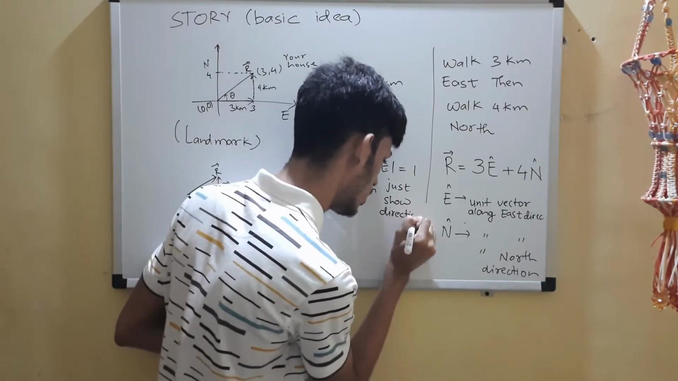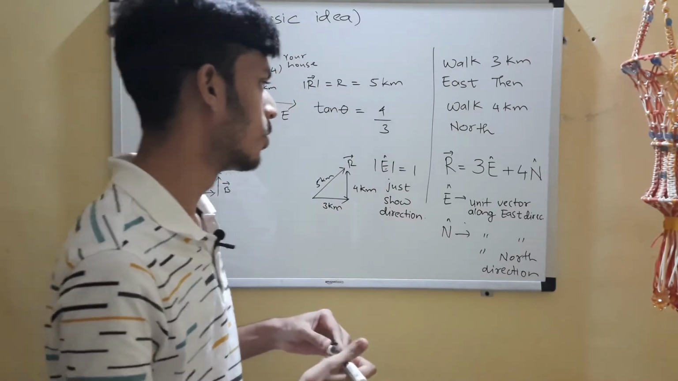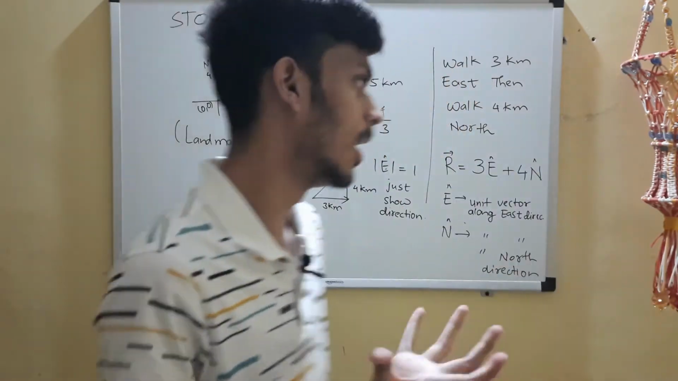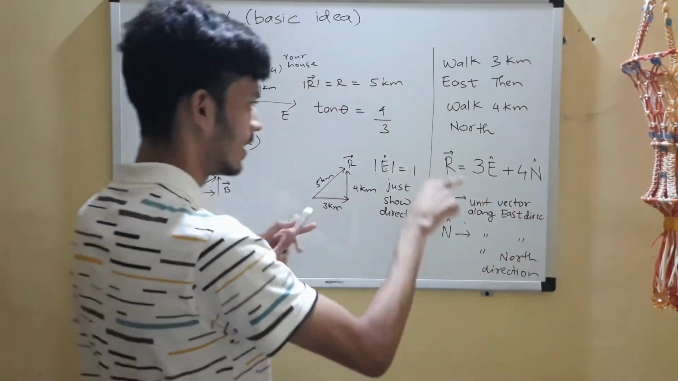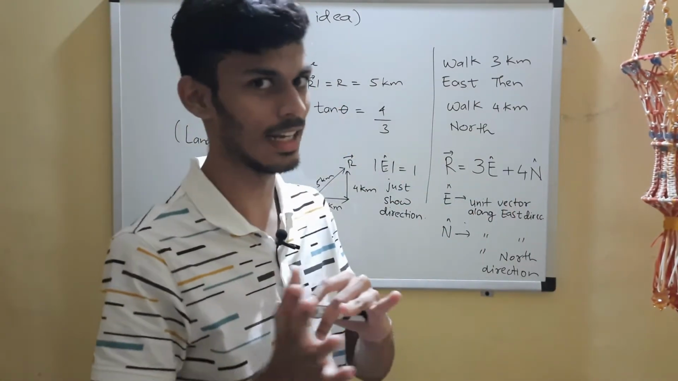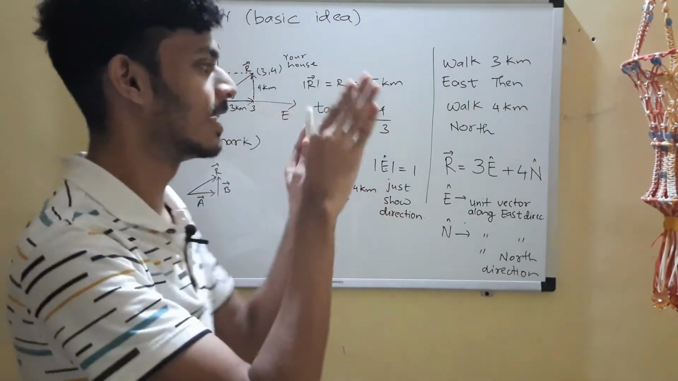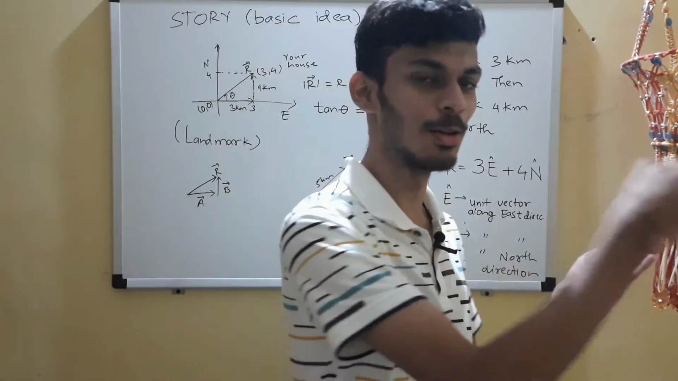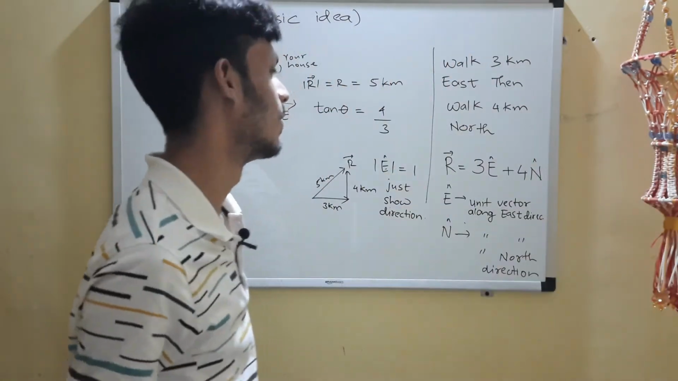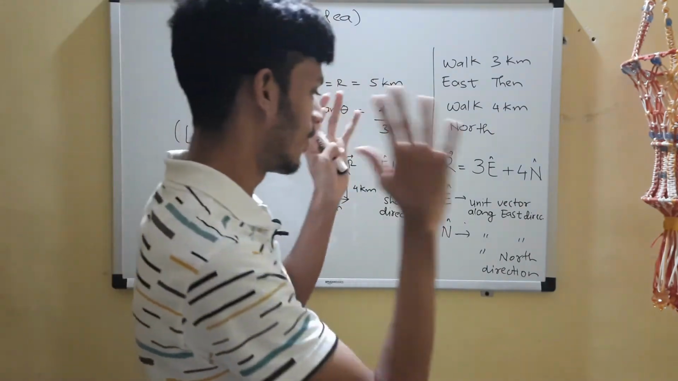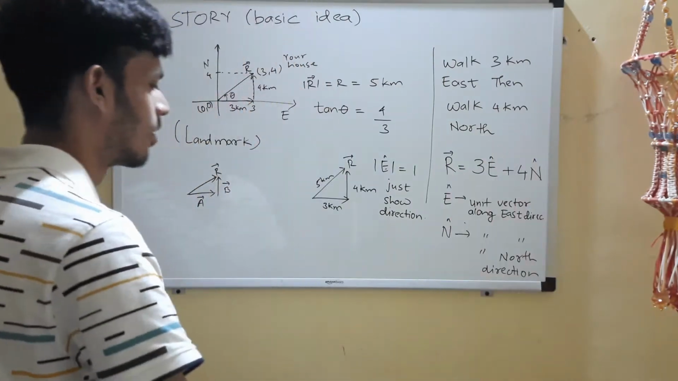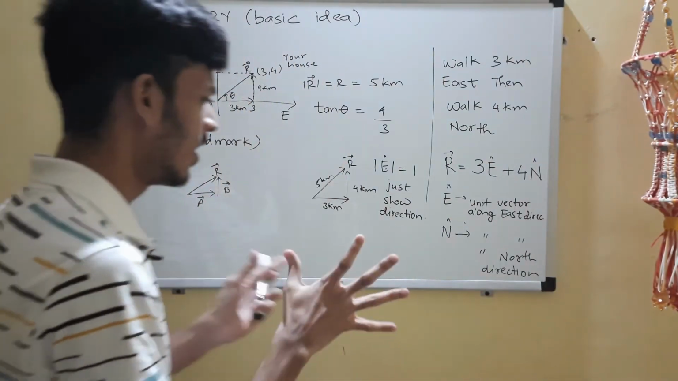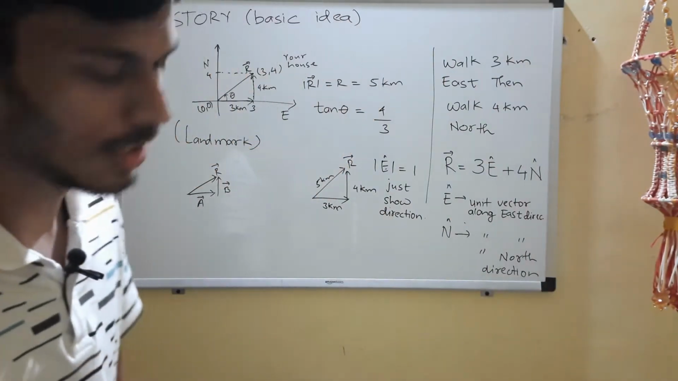So they are important from the direction point of view. They do not multiply with the magnitude, right? 3 times E cap doesn't change the magnitude. It's still 3 kilometers in the east direction. It just specified the direction, 3 kilometers in the east direction. So that was the idea behind resolving. I hope you would have got it. You can note it, not that important, but yeah.